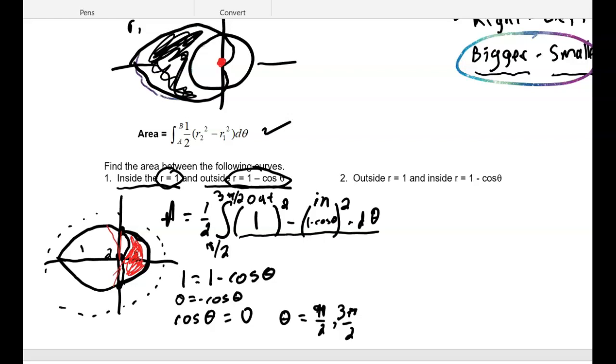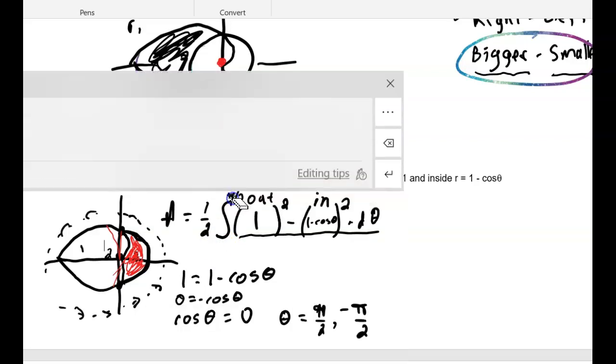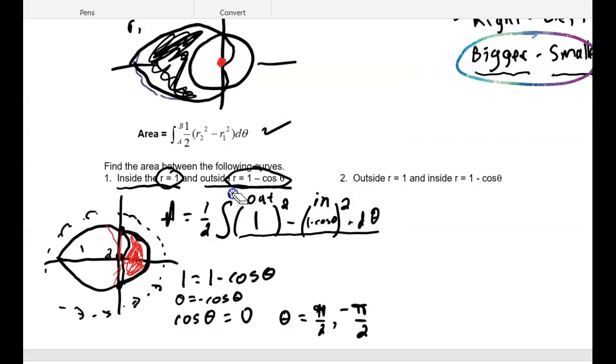When we graphed those yesterday, that was always the case. We're always going in this direction. So the way we're going to have to label these is we're going to have to change this 3 pi over 2 into a negative pi over 2. So that if I go to my limits, instead of going pi over 2 to 3 pi over 2, I instead start down here at a negative pi over 2, and then make my upper limit the positive pi over 2. Then we go in the direction that we want.